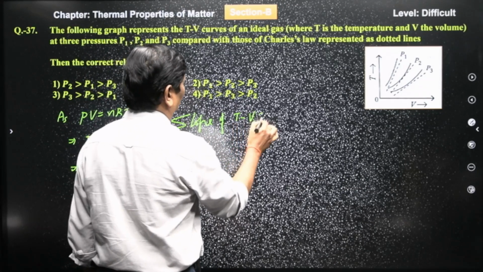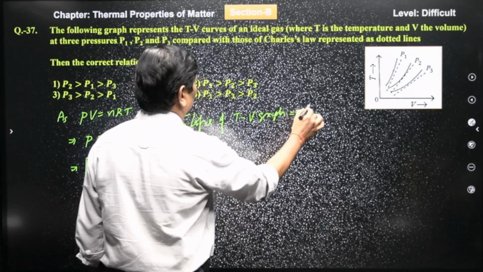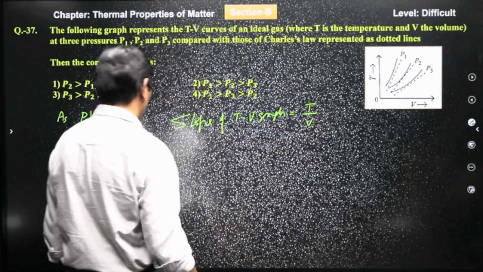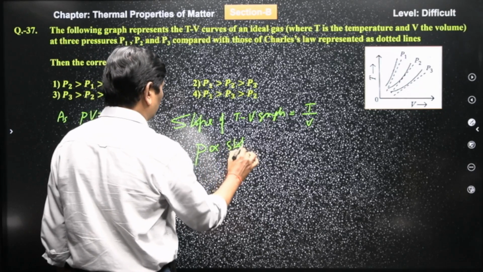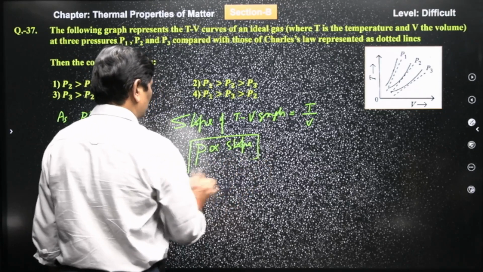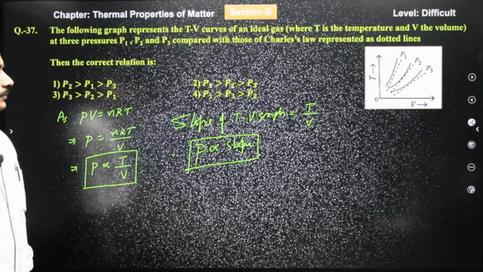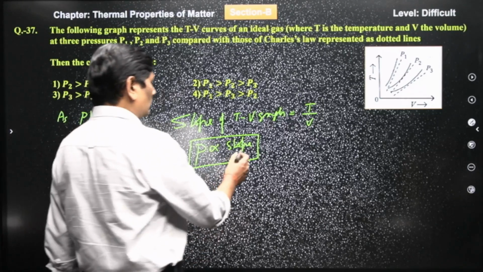of the TV graph is equal to T by V. That means pressure is directly proportional to slope. More is the slope, more is the pressure.